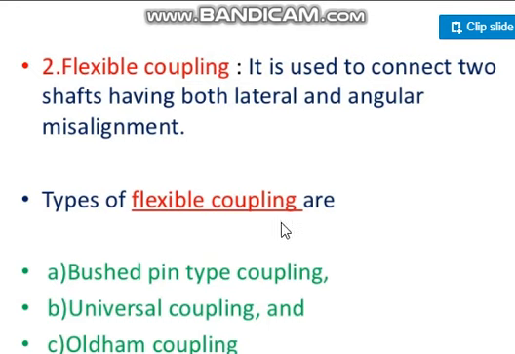Examples of flexible couplings, not types, can be the bush-pin type flanged coupling. This is also a flanged coupling only. The word flange can also be added here. Then the universal coupling, which is also called Hooke's joint or Hooke's coupling, and then the Oldham coupling. These are some of the examples of flexible couplings.